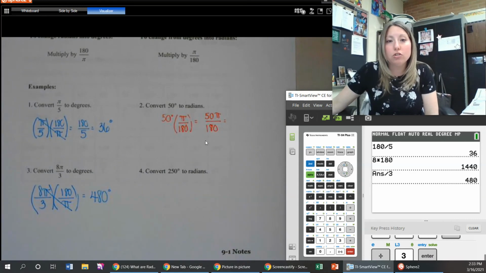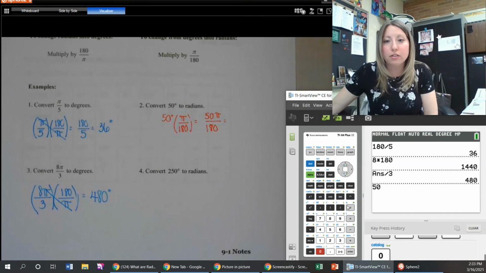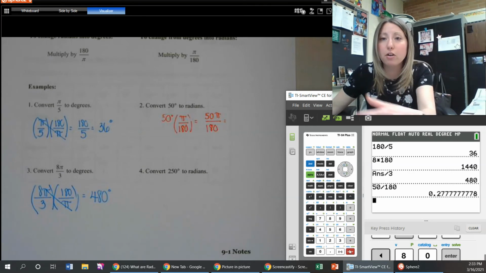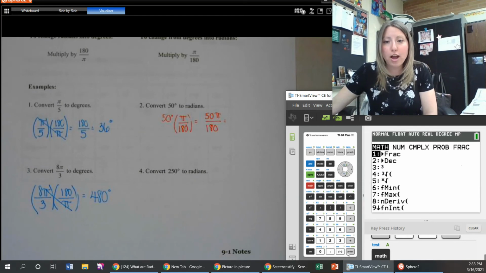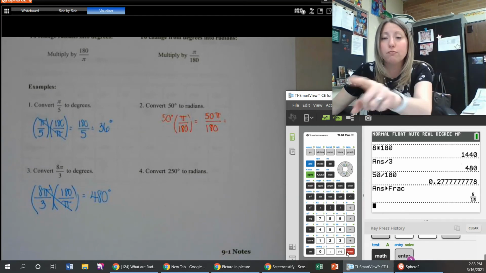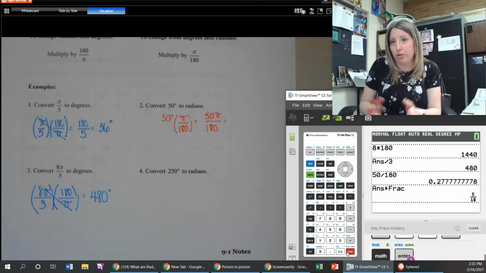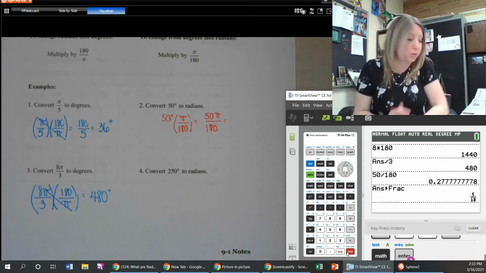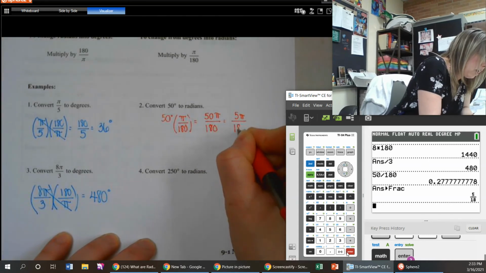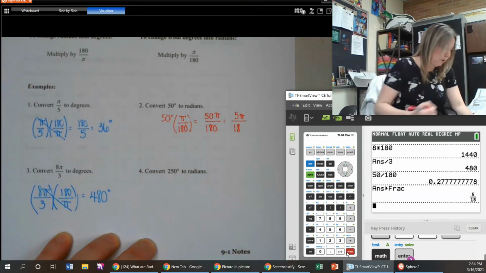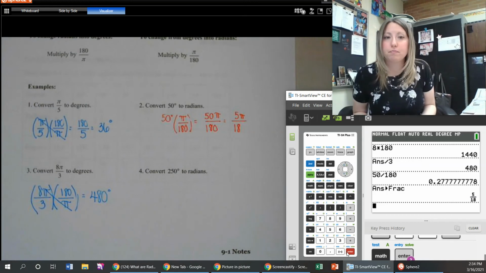What you really do is throw 50 over 180 into your graphing calculator to simplify it. Now that's not helpful, but when you press math fraction and convert it into fraction form, there you are. We could really essentially just cross out the zeros, okay? So you get 5 pi over 18 as the equivalent radian measure to 50 degrees.